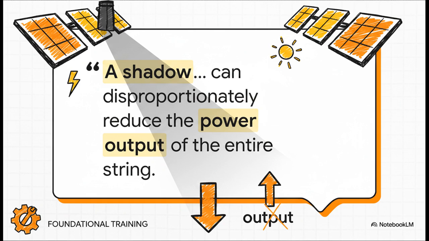Think about a single shadow from a totally harmless-looking chimney. That tiny shadow can disproportionately tank the power output of an entire string of panels. It's not just a one-to-one loss, right? Even a tiny bit of shade can completely cripple massive production. And that is exactly why this foundational training isn't just optional, it's absolutely critical if you are going to deliver the energy yields you promise your clients.